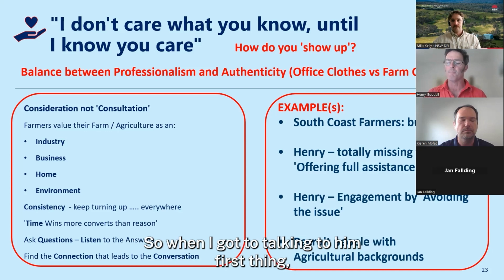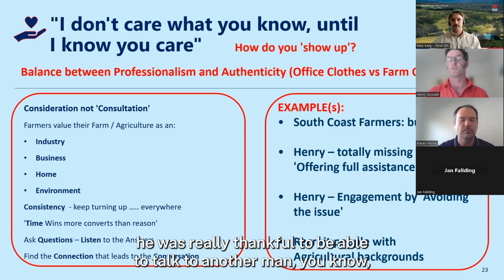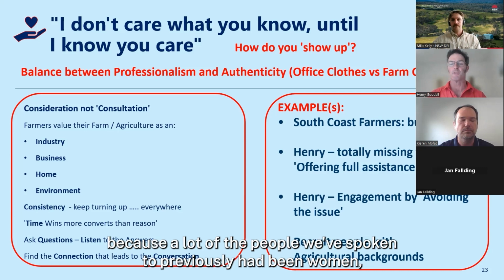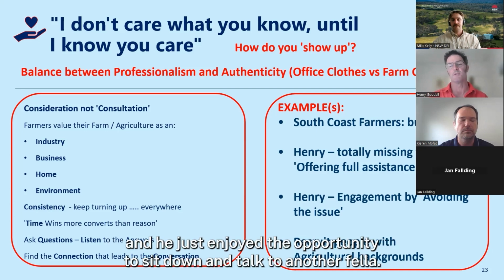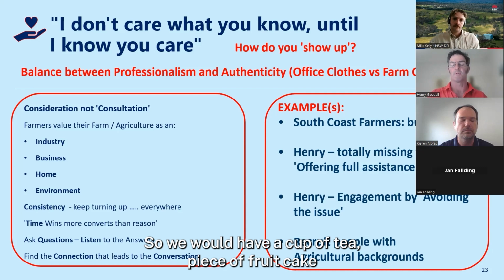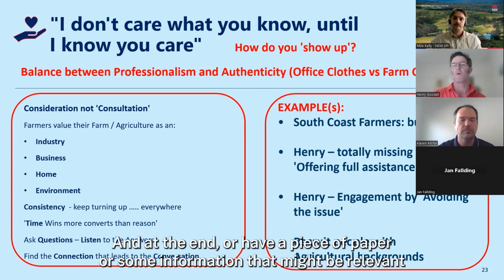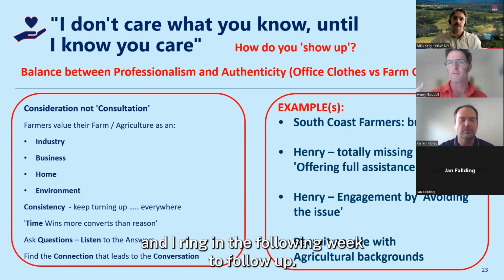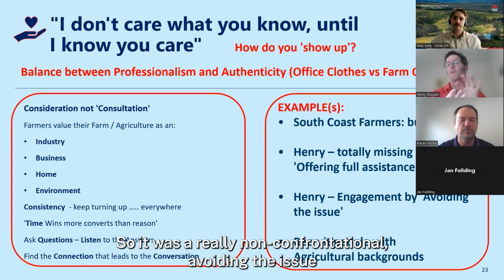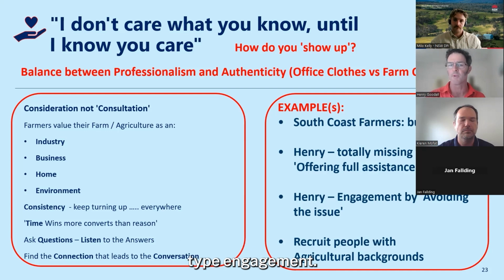When I got to talking to him, first thing, he was really thankful to be able to talk to another man, because a lot of the people he'd spoken to previously had been women. He just enjoyed the opportunity to sit down and talk to another fella. So we would have a cup of tea, piece of fruitcake, and never talk about his issue. We talked about everything else. And at the end, I'd have a piece of paper or some information that might be relevant, and I'd ring him the following week to follow up. So it was a really non-confrontational, avoiding-the-issue type of engagement.